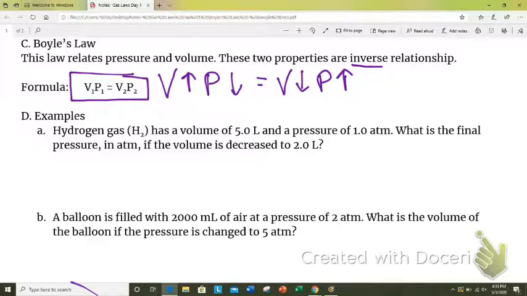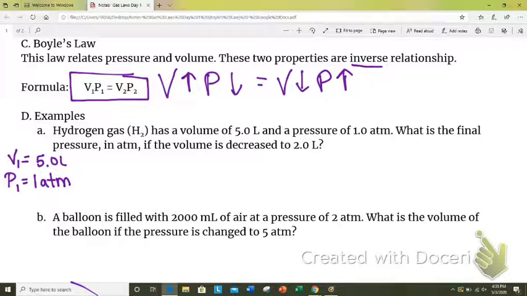So what I like to do is start out by identifying my variables, and I've done this throughout the year. So it tells me that it has a volume of 5 liters. And it mentions in the question part of it, it says, what is the final pressure? So that means the 5 liters and the 1 atmosphere, those are the initial conditions, the starting conditions. So I'm going to identify that 5 liters is my V1, versus the 1 atmosphere is the pressure condition in which it started, which is P1.